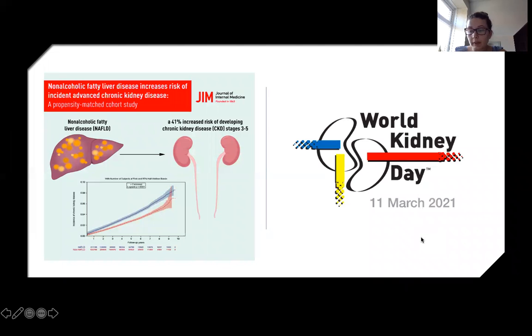I introduced this slide to highlight the influence of non-alcoholic fatty liver disease on kidney functionality. Non-alcoholic fatty liver disease leads to a 41% increased risk of developing chronic kidney disease stage 3 and 5.